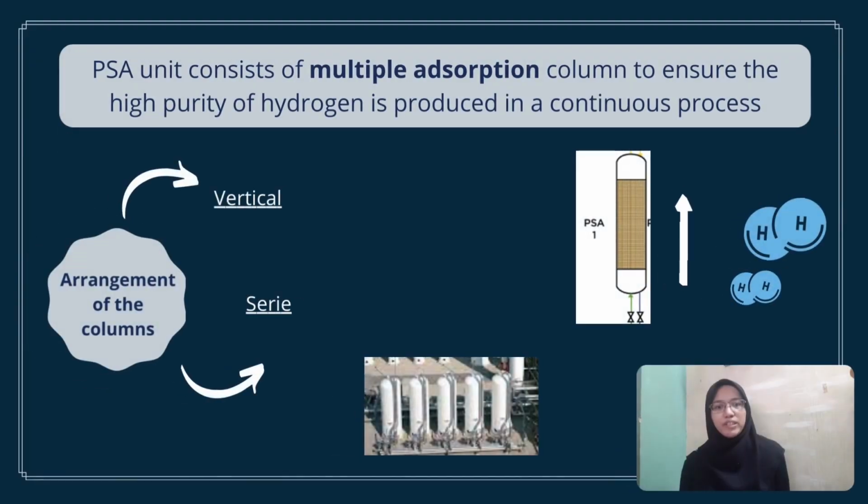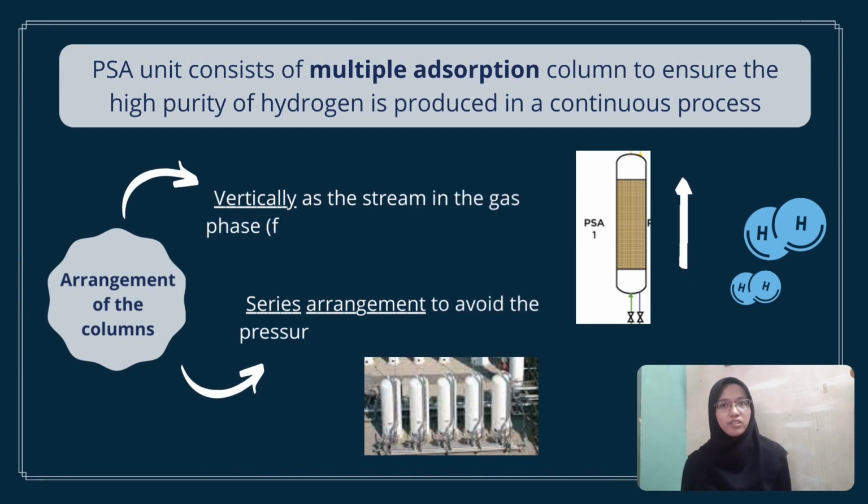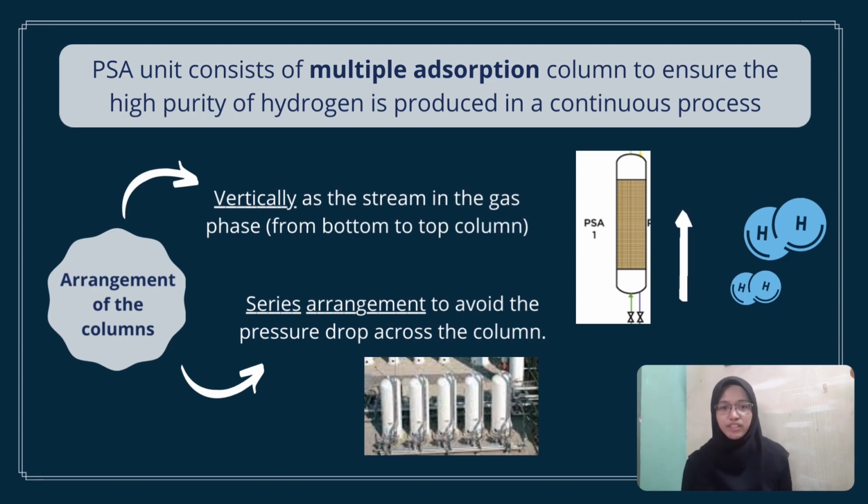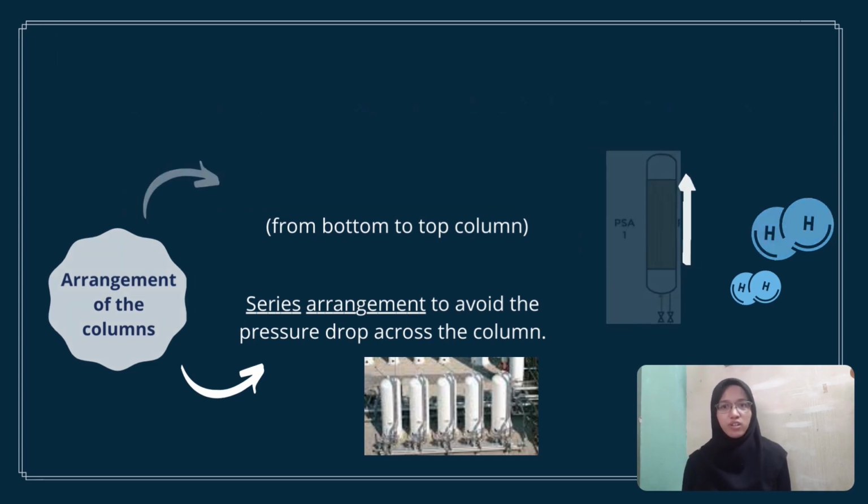The PSA unit consists of multiple adsorption columns to ensure the production of the high purity hydrogen is a continuous process. The columns will be placed vertically as the stream is in the gas phase. It will enter at the bottom of the column and flow upward through the adsorbent, exiting as the top stream. Second, it is also in series arrangement to avoid the pressure drop across the columns.